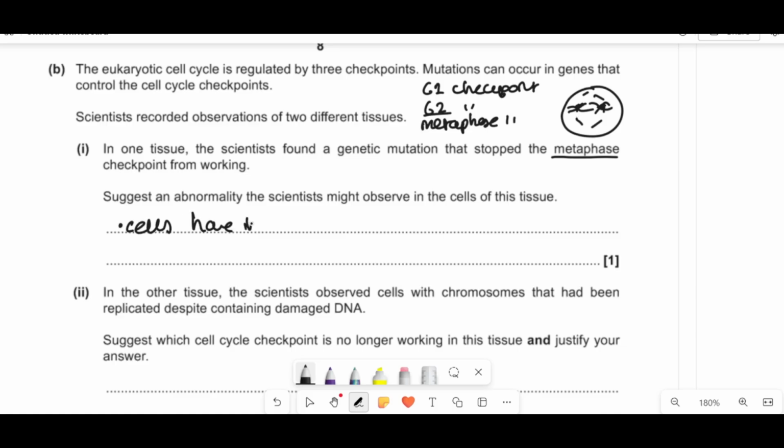Cells have incorrect chromosome numbers, because if you think about it, if this checkpoint's not working, it's just going to let it carry on even though some haven't attached. So what you end up with are cells with varying numbers. If these ones don't attach, for example, some might have more and less.